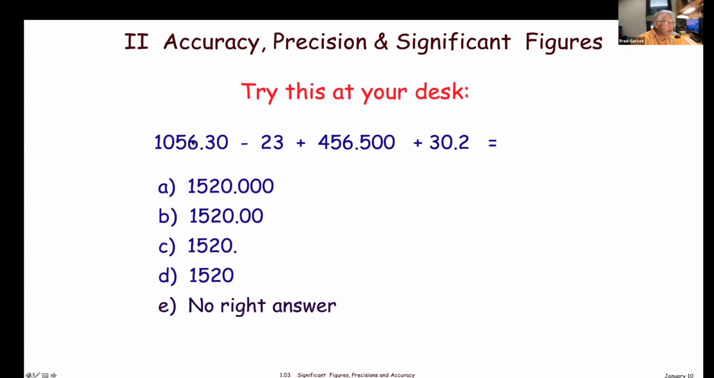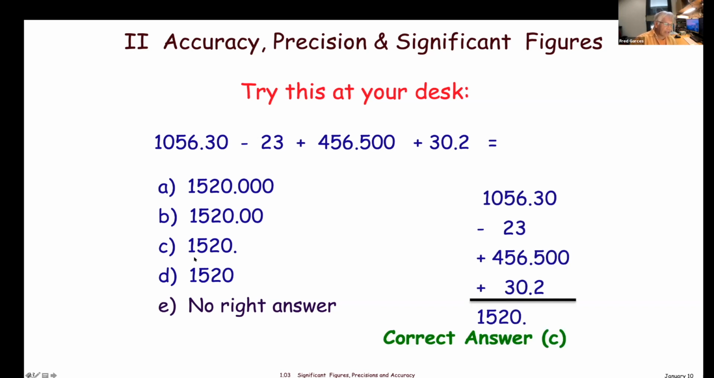So when you add all these digits up and you subtract 23, which is in there, you will get 1520.000, 1520.00, 1520 dot, or 1520. The correct answer is 1520 dot. Again, it's because your largest uncertainty is your 23 value, so you've got to round off your answer. It represents that the first place is your uncertainty.